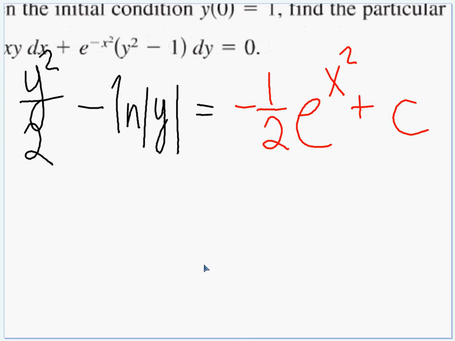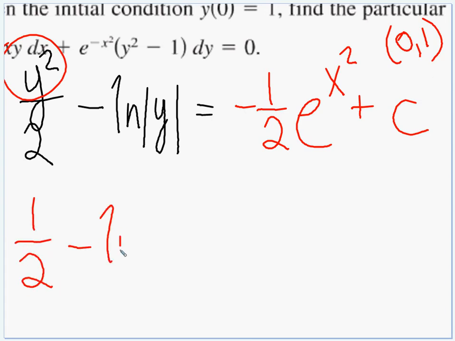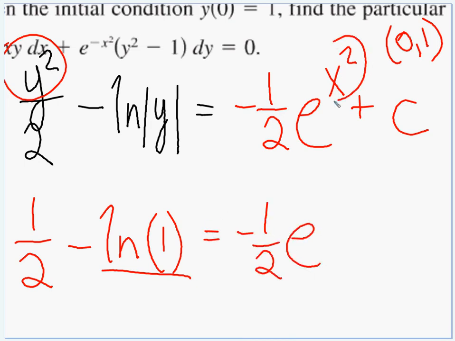So there it is. So we're going to use the point (0, 1). So the y value here, y squared, that'll be 1 squared over 2, minus the natural log of our y value. We can drop the bars now. Natural log of 1 will turn into a 0, equals negative 1/2 e to the x squared, which will be 0 squared. That'll also turn into a 1, plus c.